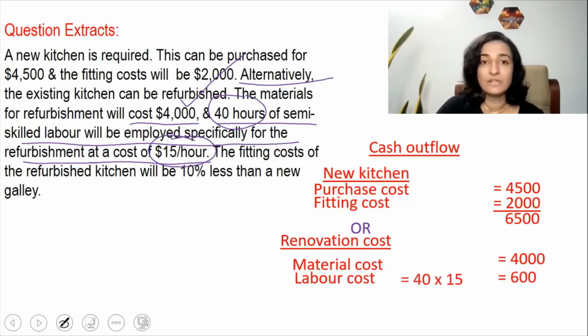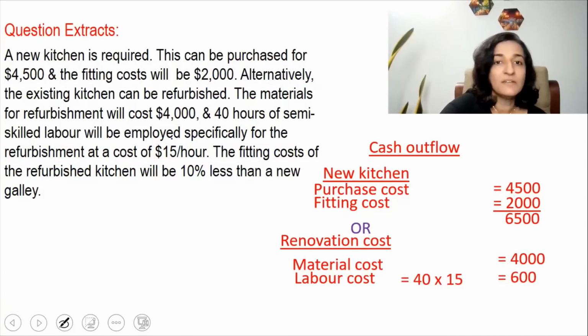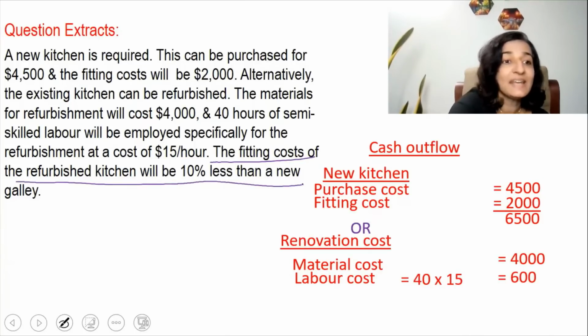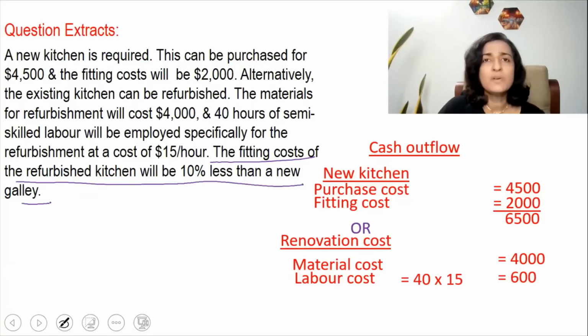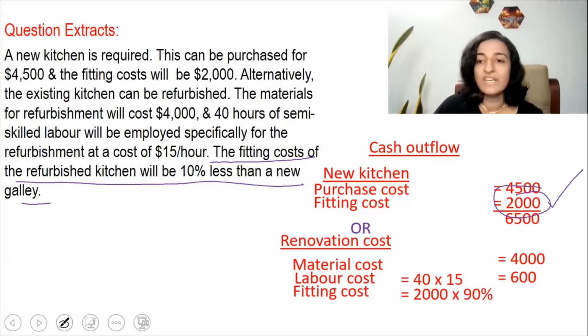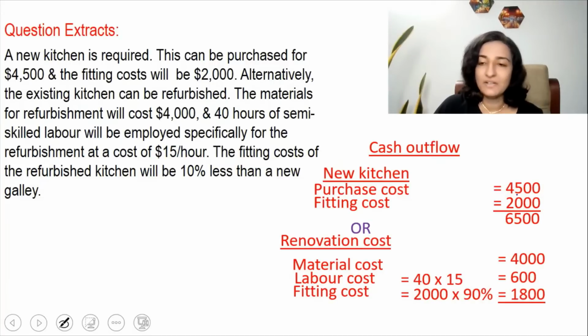So that is $600. And they have said the fitting cost of the refurbished kitchen will be 10% less than a new galley. So what was the original fitting cost for the new one? The fitting cost was $2,000. So for the renovation, it costs 10% less. 10% less means $2,000 into 90%. So the fitting cost is $2,000 into 90%, or $1,800. So we total the 3 items for option 2, and it comes to $6,400. So which option is cheaper?